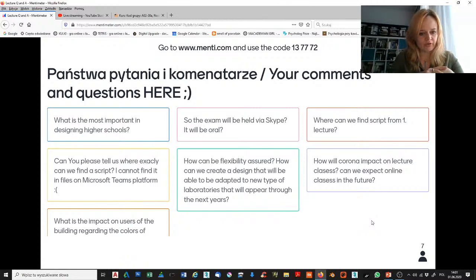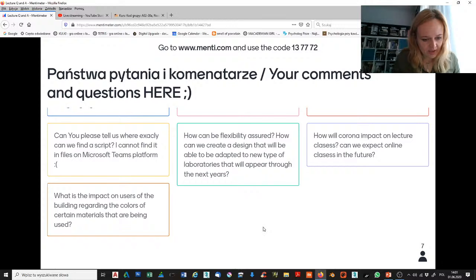What is the impact on users of the building regarding the colors of certain materials that are being used? What would also be very good would be classes outside. Well, I have already mentioned that at some point. All these materials that are gray, blue, that are cold, will rather keep us concentrated and calm. And all these materials that are very energetic, with warm shades, but also yellow, orange, will keep us more alive, more energetic, more active.